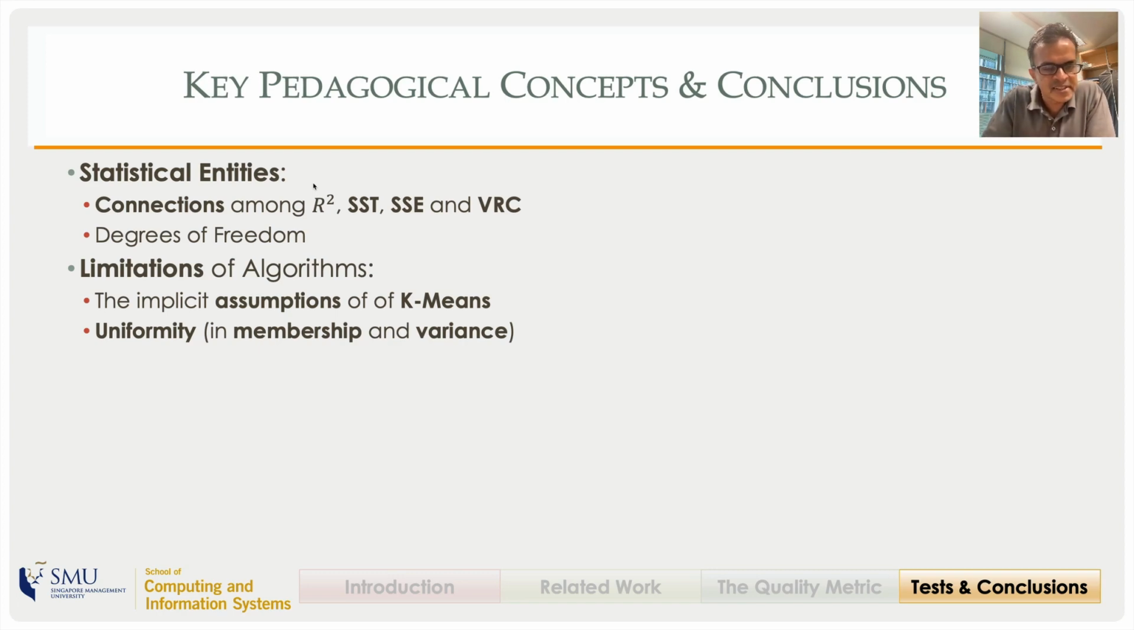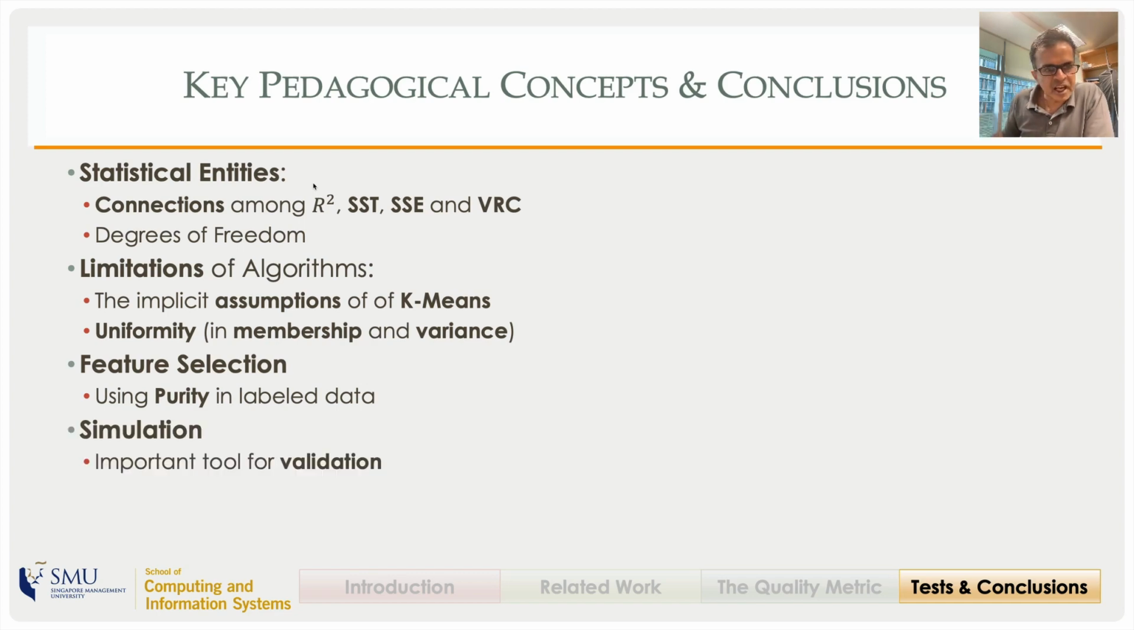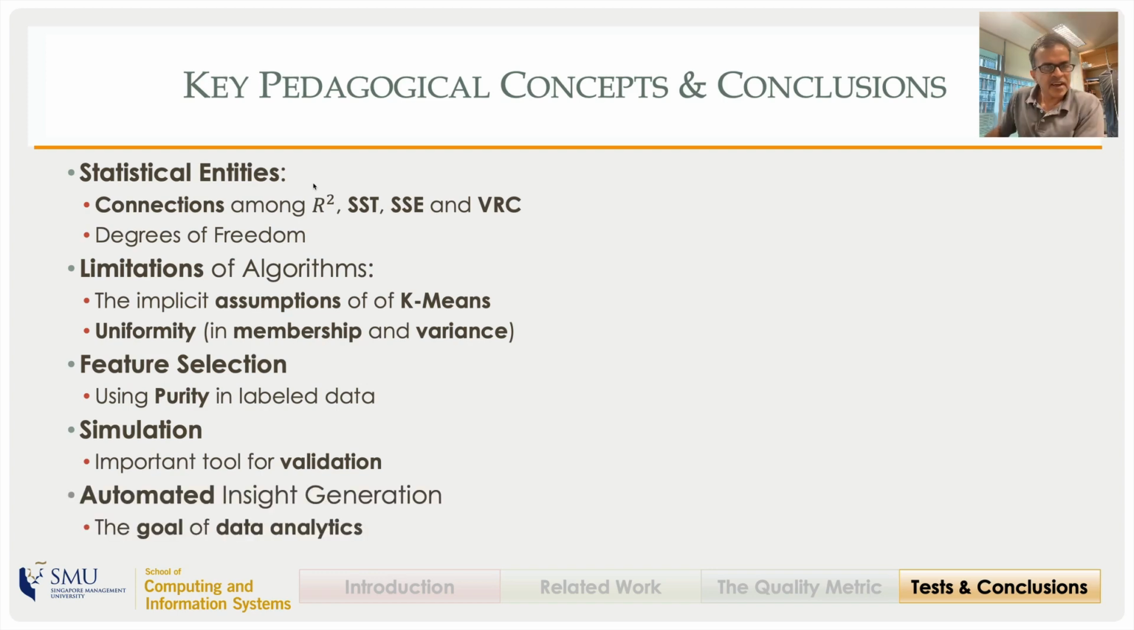The implicit assumptions in k-means that it will work best for spherical clusters that are roughly uniform in terms of membership and variance. That can be highlighted, and also the feature selection methods using purity if the data is labeled, that can be discussed also. Simulation is an important tool, can be introduced in this topic. Finally, the concept of automated generation of insights, which is the gold standard for data analytics, that can be illustrated and reinforced.